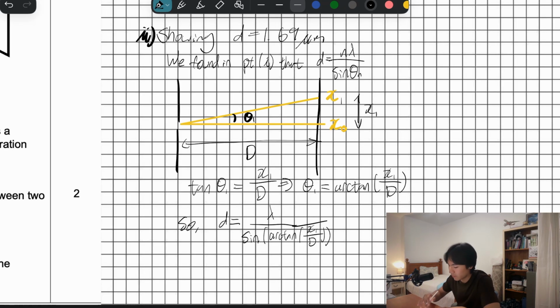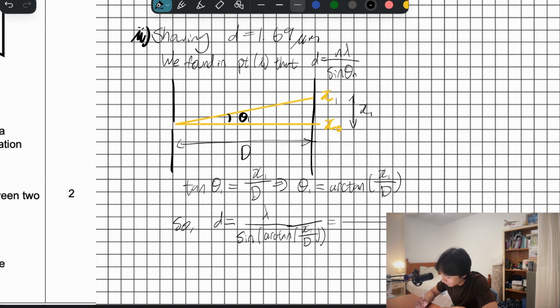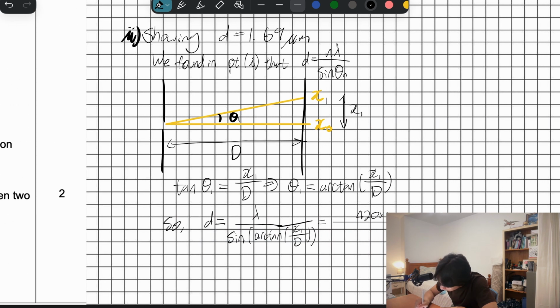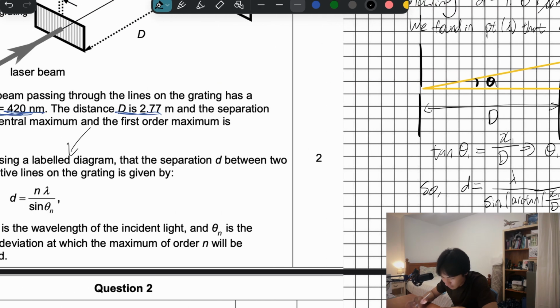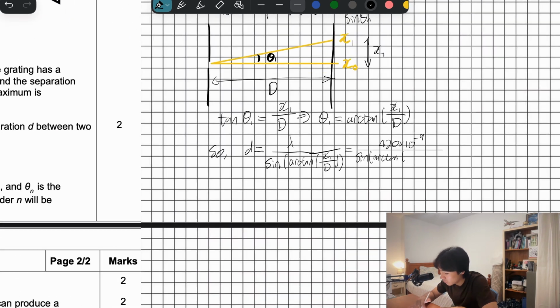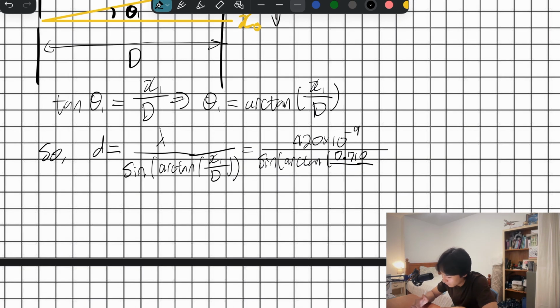Now let's plug in the values since we know everything. Lambda is 420 nanometers, so 420 times 10 to the power minus 9. x1 is 71 centimeters, or in other words 0.71 meters, 0.710 keeping all the significant figures. And then you know that t is 2.77 meters.